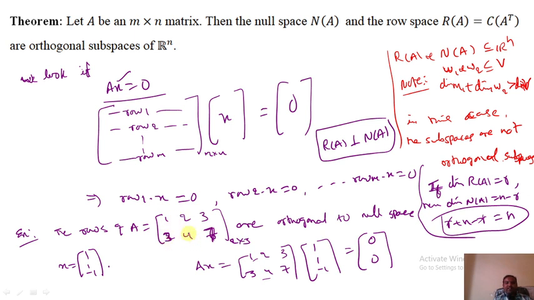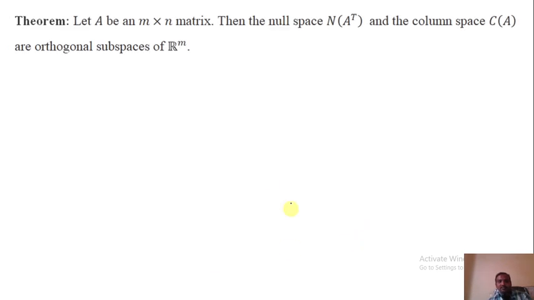Suppose you are taking a dependent vector, the row space is only one vector. In that case, the null space contains 2 vectors. That is the one. Next, what about the column space and the left null space?